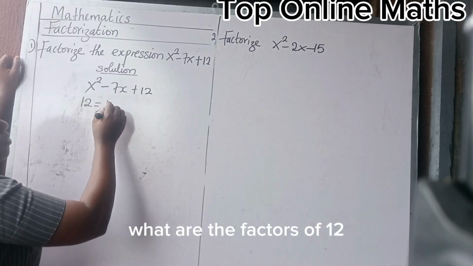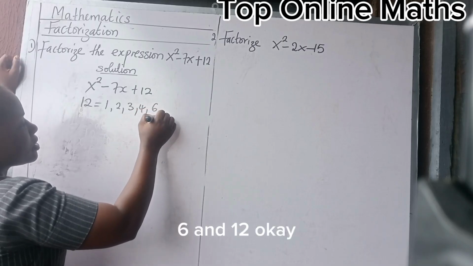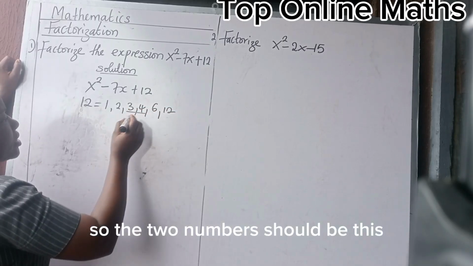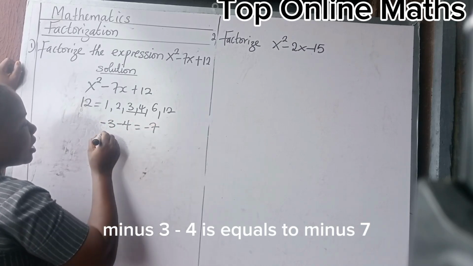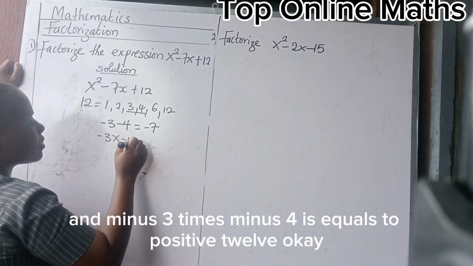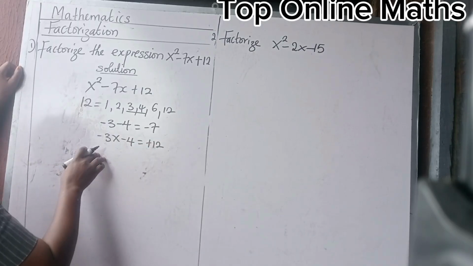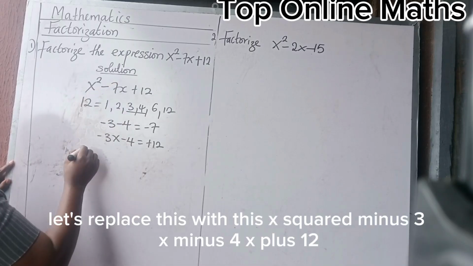What are the factors of 12? 1, 2, 3, 4, 6, and 12. Okay, so the two numbers should be these. Minus 3 minus 4 is equal to minus 7, and minus 3 times minus 4 is equal to positive 12. Okay, since we have noted this, let's replace this with this.